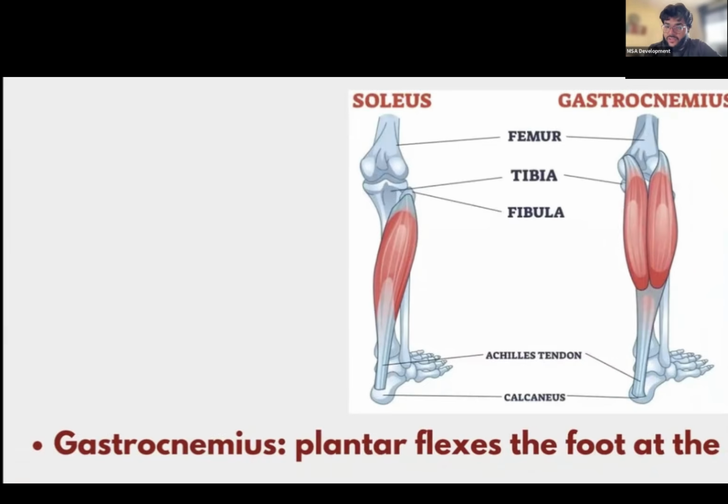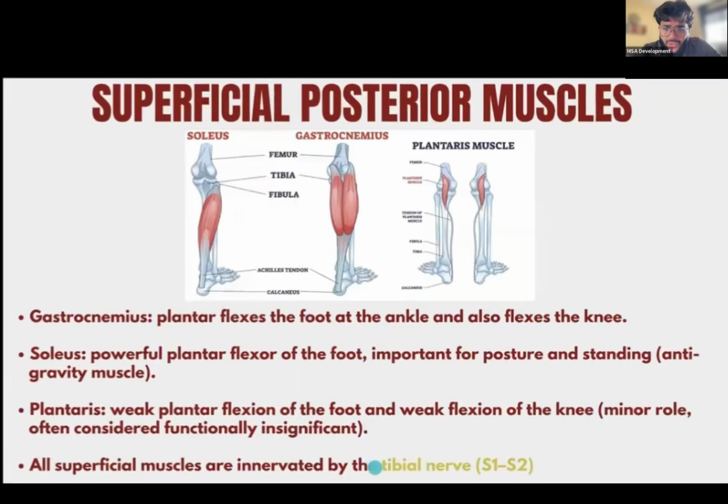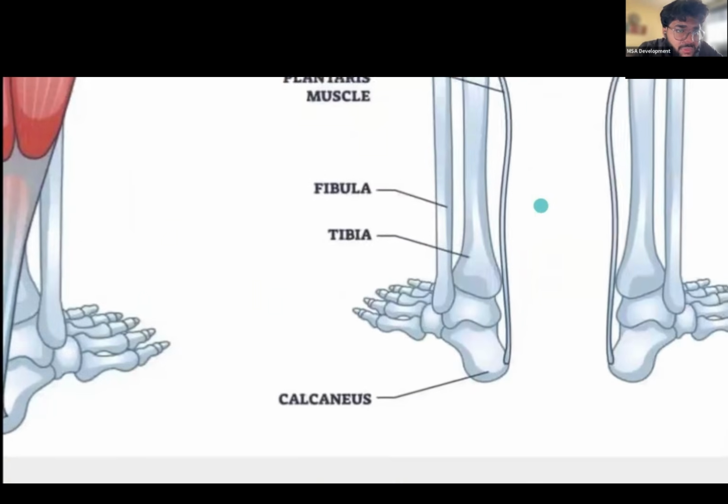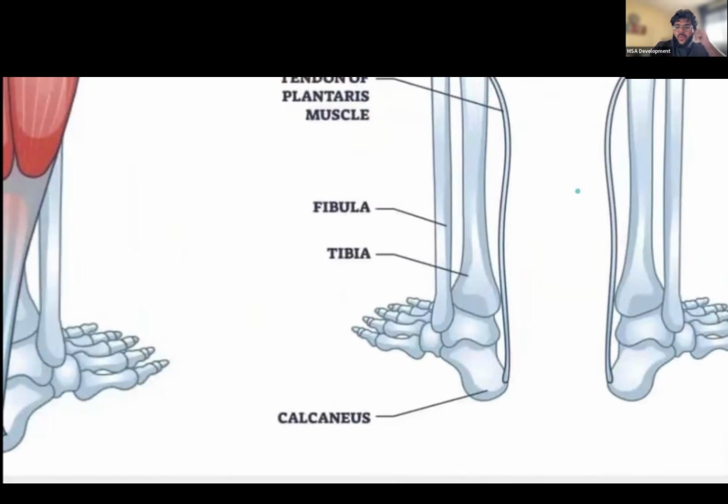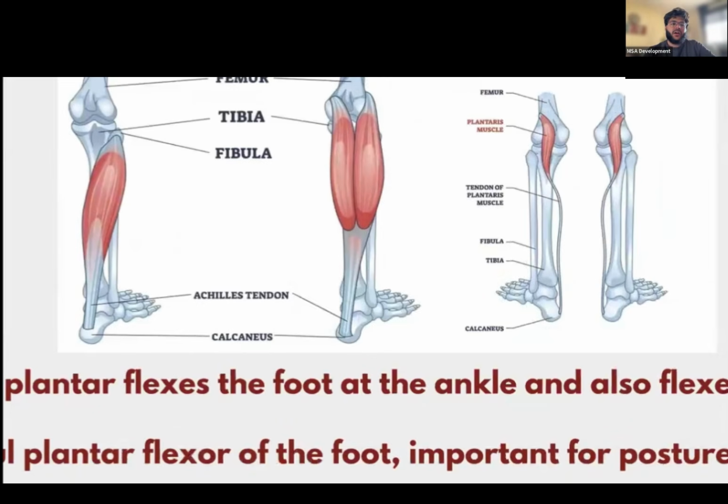Soleus, on the other hand, is another plantar flexor and is responsible for posture and standing, and it's also considered our anti-gravity muscle. It does not cross the knee, so it does not have any knee flexion activity. Plantaris, on the other hand, is a very small muscle over here, and it has very weak plantar flexion and some small activity in knee flexion. So it's both weak plantar flexion and weak knee flexion. That's all that you need to know about the plantaris.